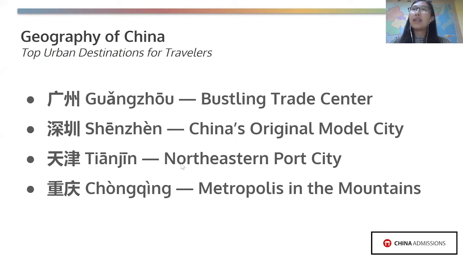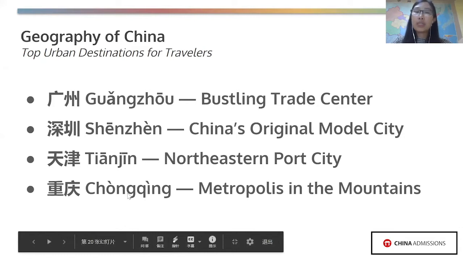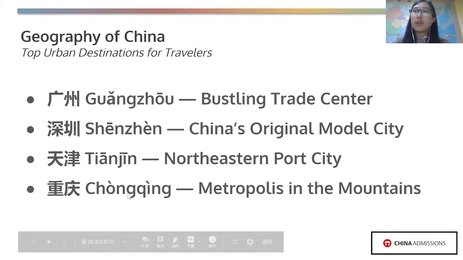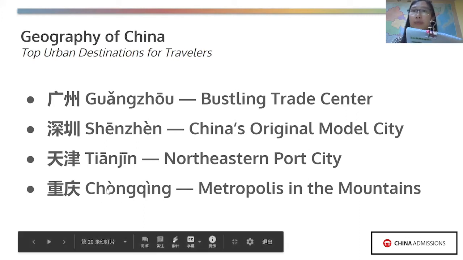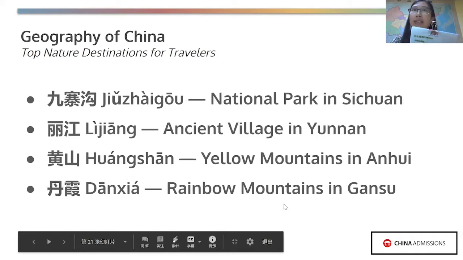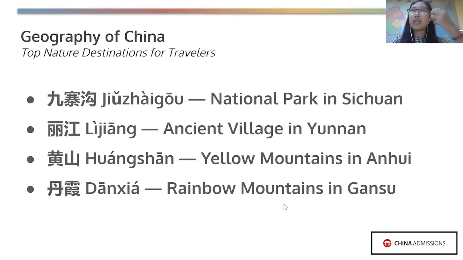And then Tianjin, northeastern port city. It's very close to Beijing. By bullet train, I think it will take you 40, 45 minutes. And then Chongqing. Chongqing is a very special city. It's in middle of China, actually. And it's surrounded by a lot of mountains. The transportation is not that convenient, but there are a lot of people and a lot of resources there. So it's Chongqing. Okay. And some natural destinations for travelers.